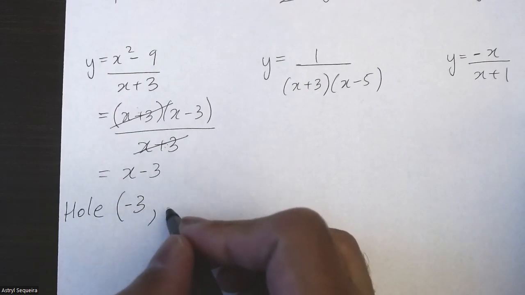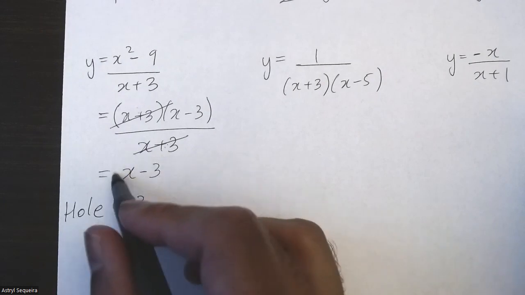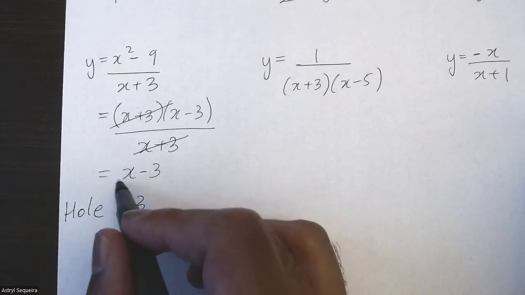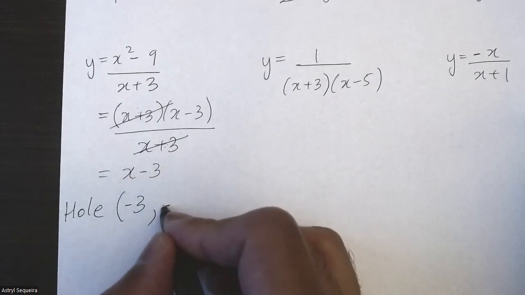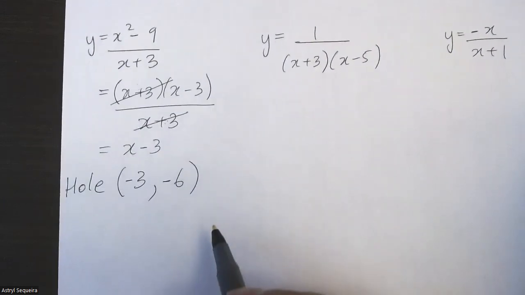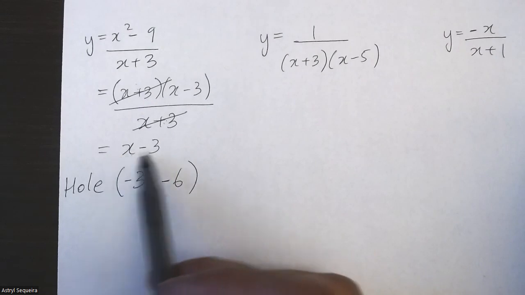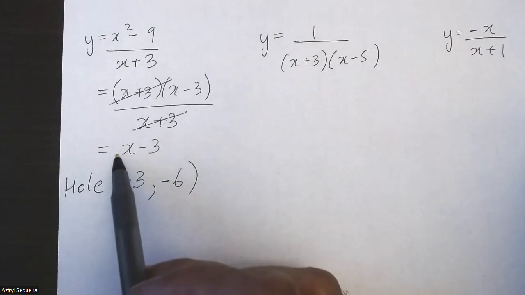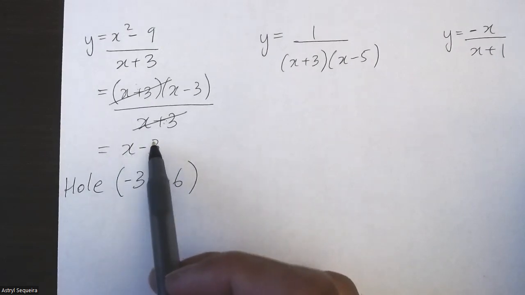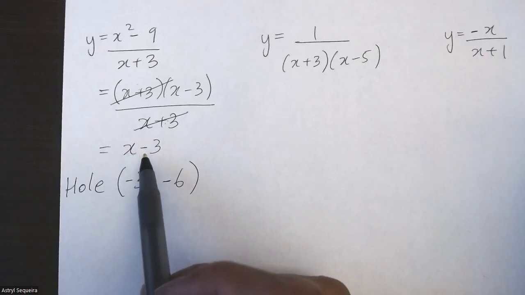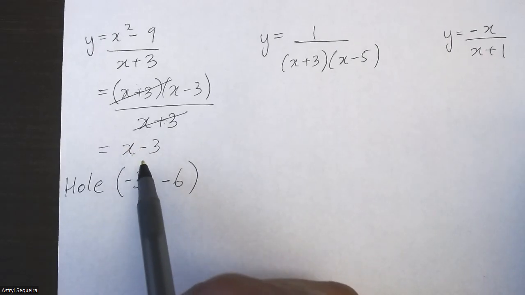If I want to find the y value of the hole, I'll just sub it into this simplified equation. So -3 minus 3 is just -6. Now, if I look at the simplified solution here, this is no longer a rational function, which means that there are no vertical or horizontal asymptotes in this question, because those only exist for rational functions.